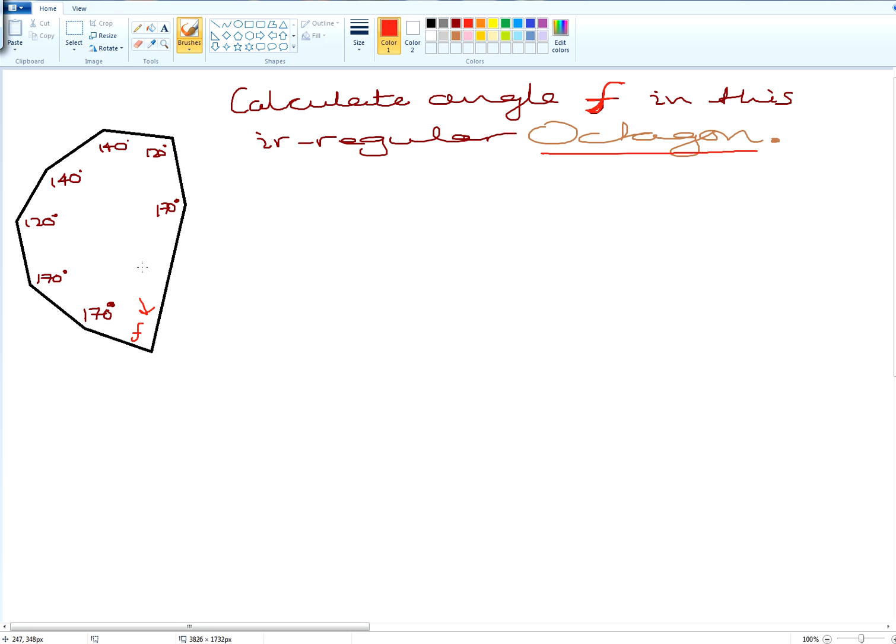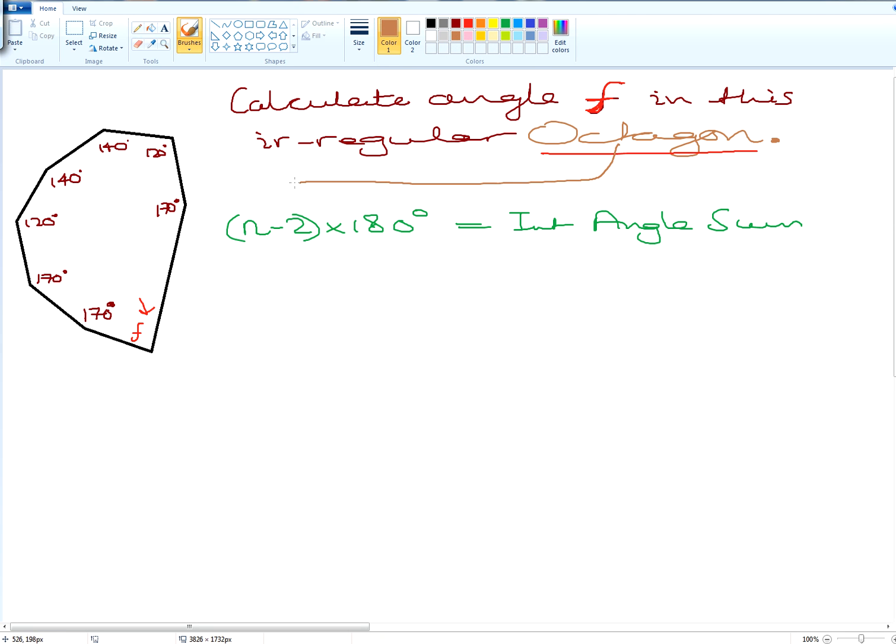In order for us to do that, we need to use the formula. Can anybody remember what the formula was? If we start with n minus 2 times by 180, that will give us the internal angle sum. And that is what we need to work out first of all. Now what is the value of n? Because it is an octagon, what is the value of n?